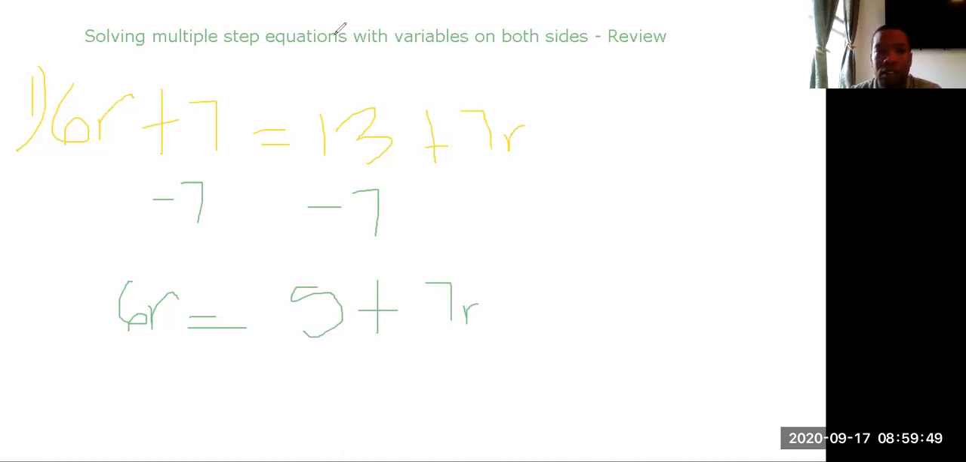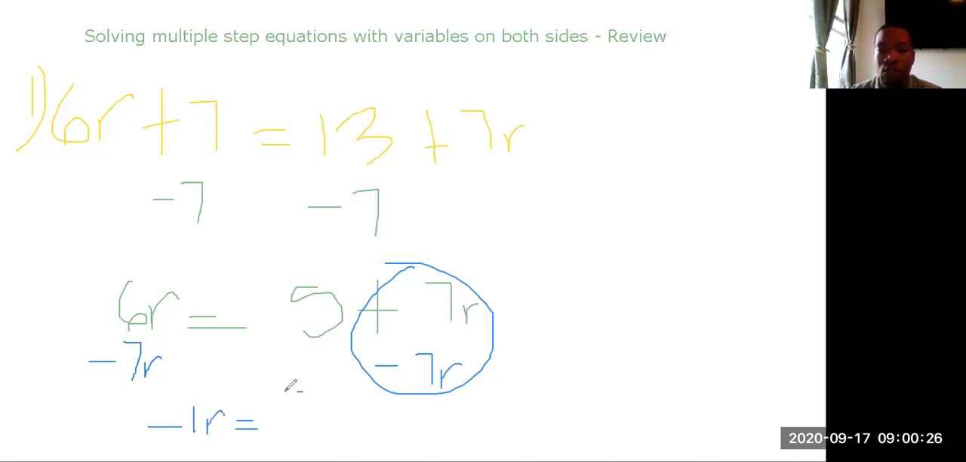Now, I have to get the 7r on that side. I need the 7r to be with the 6r. So then I'm going to do a minus 7r. And whatever I do on one side, I have to do on the other side. So then this is 0, because 7r minus 7r is 0. Anything minus itself is 0. And then 6r minus 7r is negative 1r, which is equal to 5.